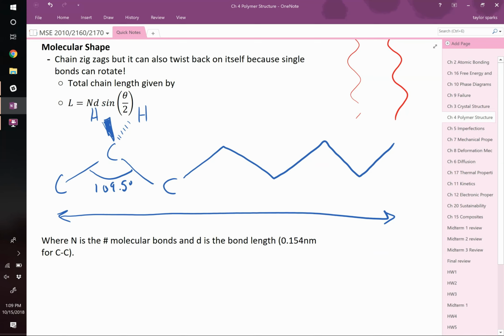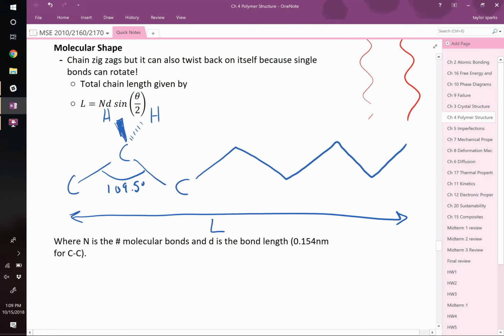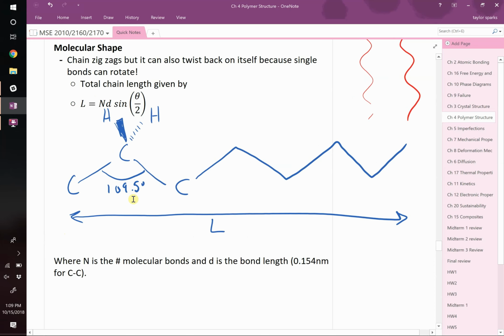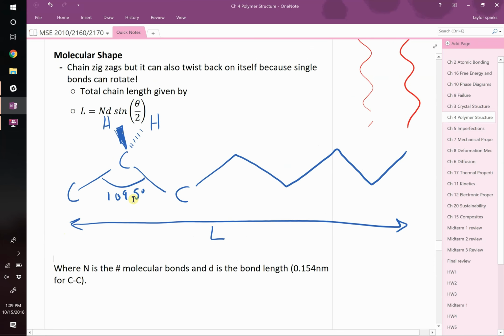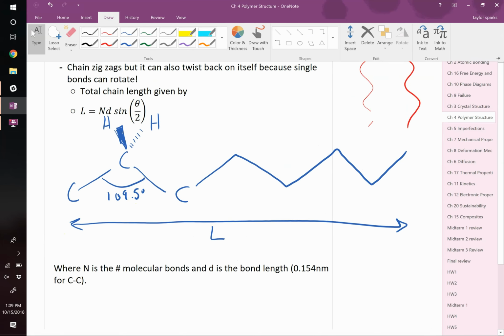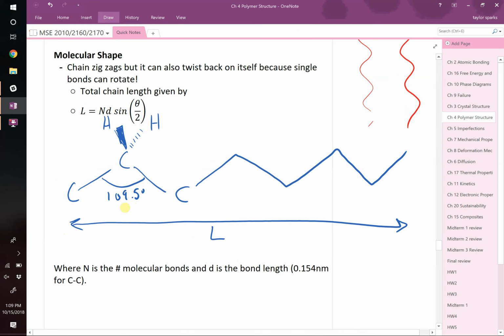The way that you calculate that total chain length is going to be right here. L is going to be equal to N times D multiplied by the sine of theta over 2. And theta is 109.5 degrees. Okay, that's your theta. So you could calculate the total L. The only thing you need to figure out how long this chain might be if you were to stretch it out is N, capital N. Capital N is the number of bonds along here, right?